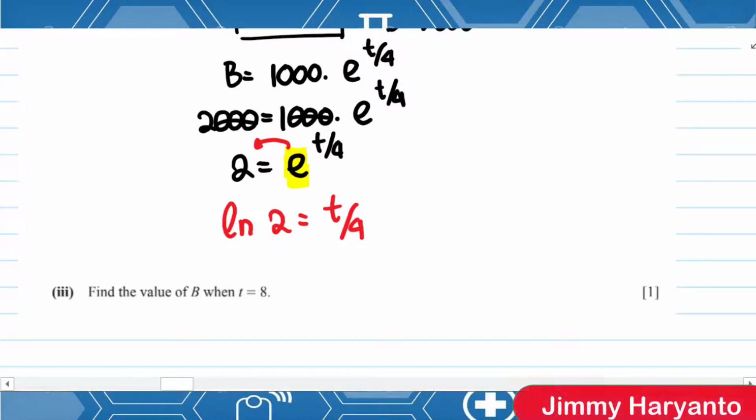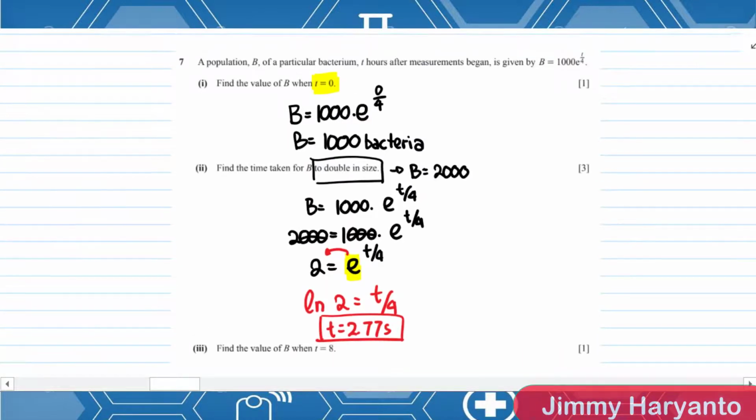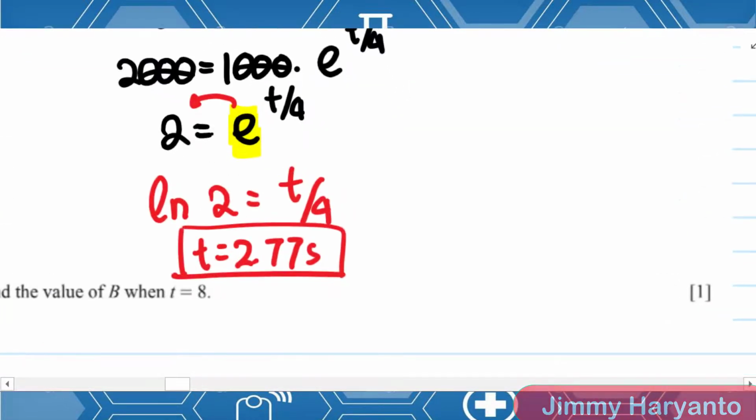You can calculate for ln 2. ln 2 equals 0.69 times 4, yeah. So the t will be 2.77 in 3 significant figures. The unit is second, yeah. Oh no, hours.